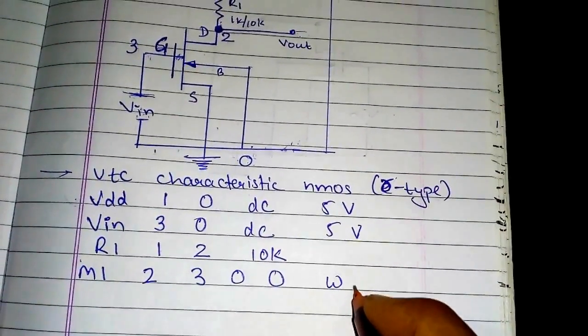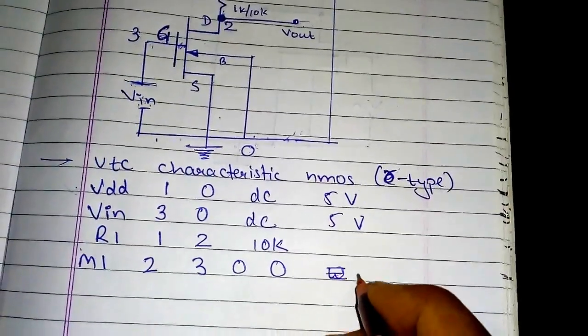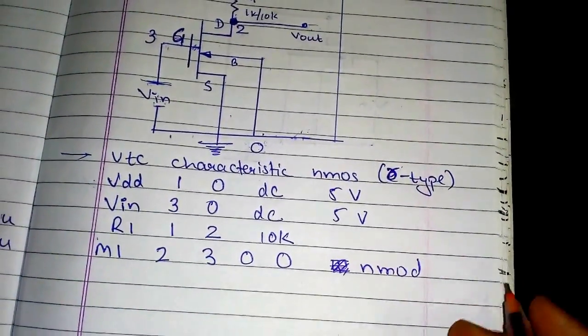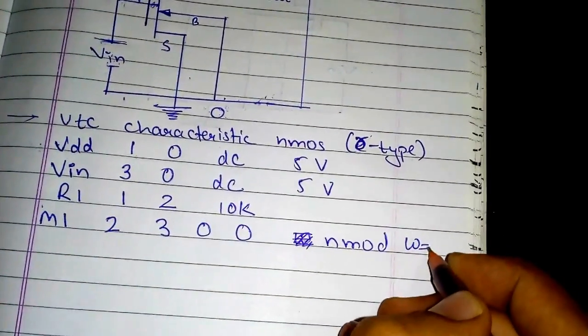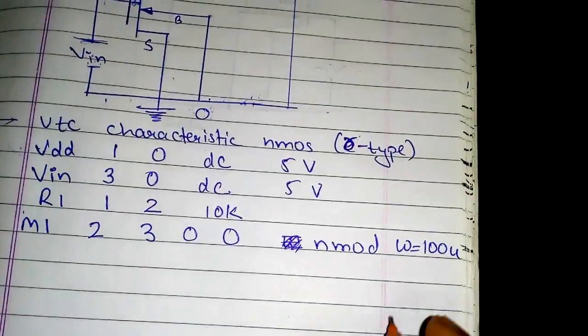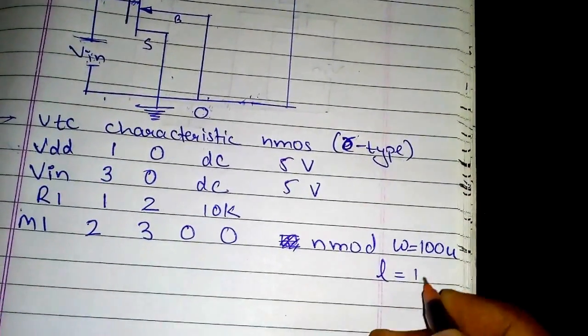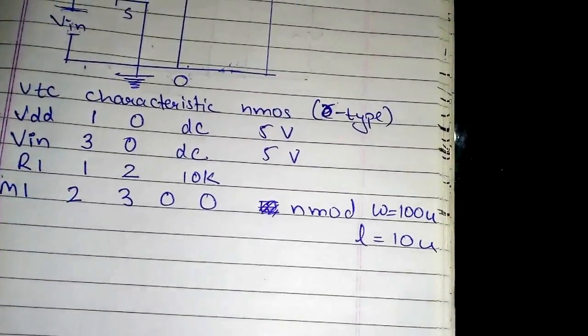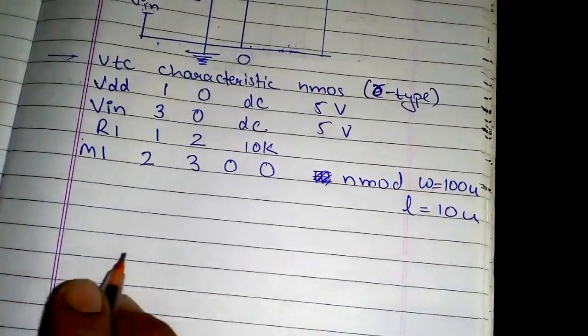Then I am naming the model NMOD, so I need to give the name NMOD. Then I am taking W as 100U, that is micro. My length equals 10 micro. Please make sure that you write this whole thing in one line. Now I have written the parameters.